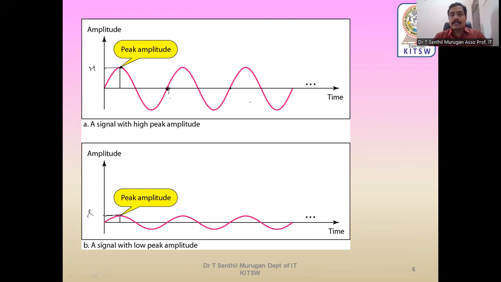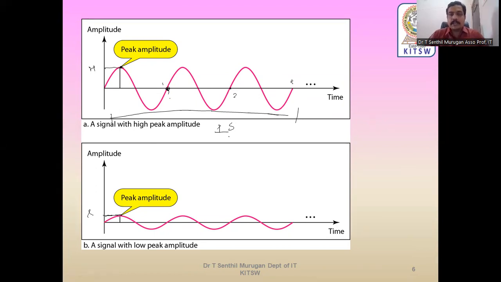This is the timeline. In this timeline, consider that up to this point is 1 second. In this 1 second, how many periods are completed? Up to this 1, up to this 2, up to this 3. So 3 periods in 1 second. That is the frequency, 3 hertz.